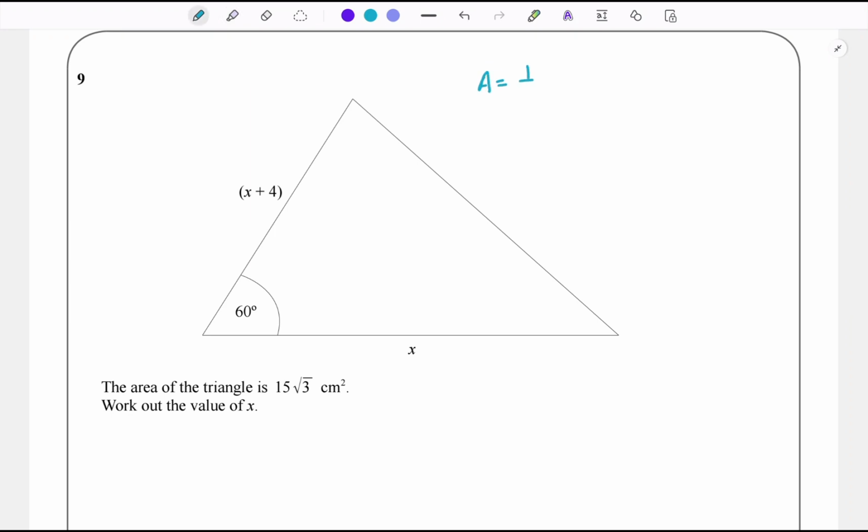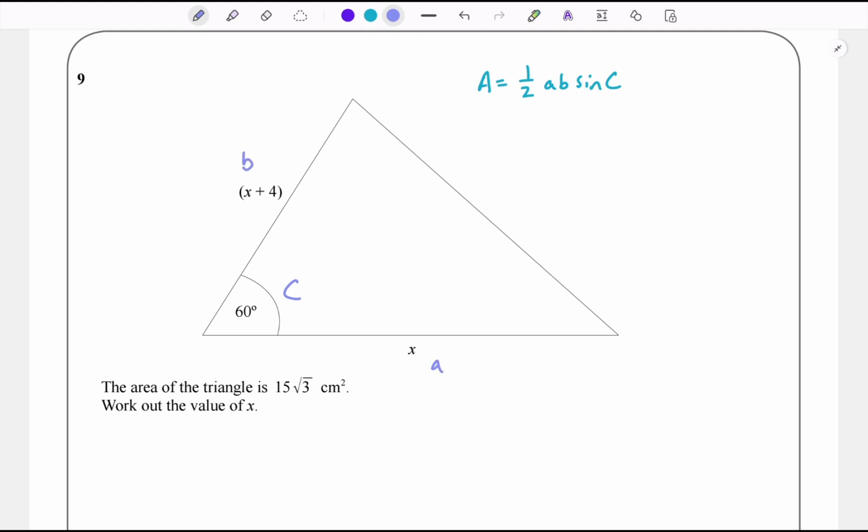Area of a non-right angle triangle is just half times AB sine C, where A and B are lengths and C is the angle. So all we need to do is substitute everything that we know into this equation and solve. So always label your angle first. Capital letters are angles, lowercase are lengths. There's our angle C. And then the other two are just A and B. It doesn't matter which one you call A or B. I'll just call this one A and I'll call this one B.